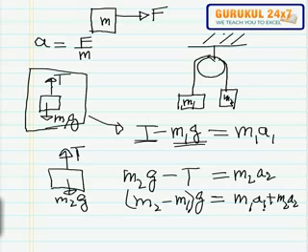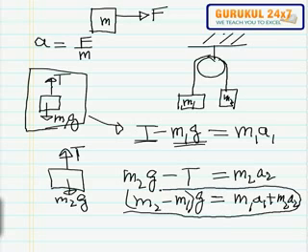Our aim is to find what is a1 and what is a2, but from here we cannot find it. We need at least one more equation to solve this. That equation will come from the constraint relation. A constraint relation is nothing but a type of relation that exists physically between the objects. So how to determine the constraint relation?